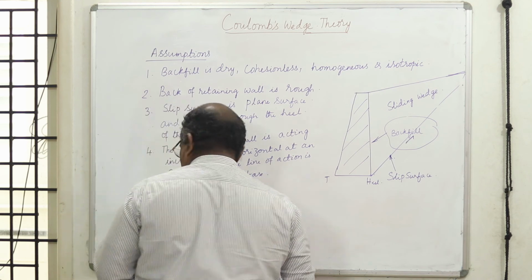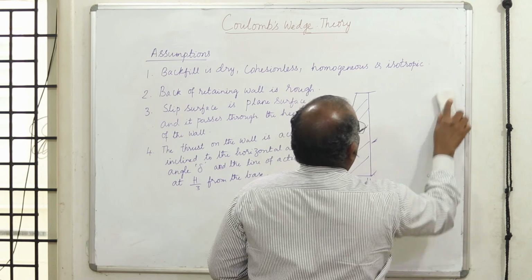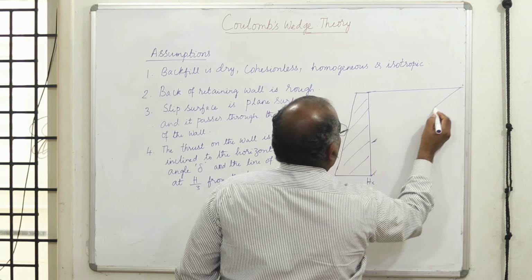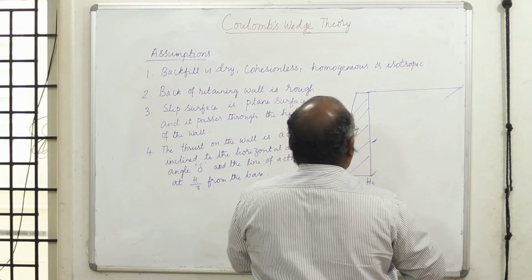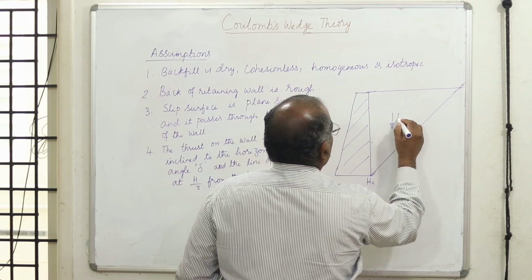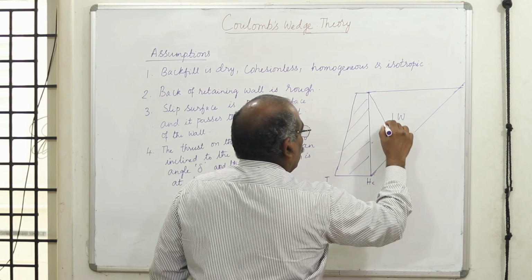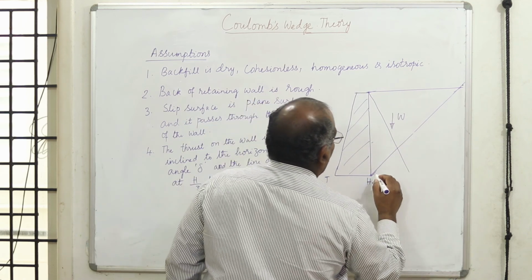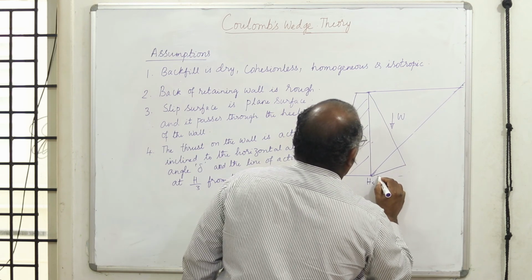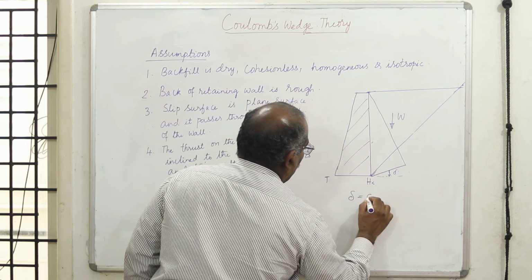The meaning is that, let us say, instead of an inclined back, I have this backfill horizontal. This is the sliding surface, and this is the back. This is the weight of the sliding wedge. Now, the earth pressure, earlier it was horizontal, now it will be inclined to the base. This angle is delta. What is delta? Delta is equal to the angle of wall friction.